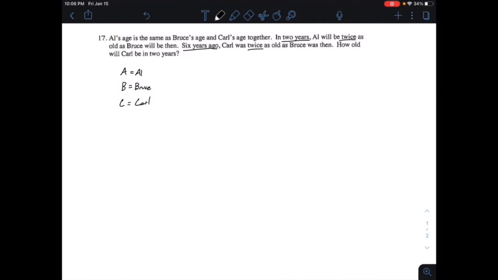Alright, our problem is: Al's age is the same as Bruce's age and Carl's age together. In 2 years, Al will be twice as old as Bruce will be then. 6 years ago, Carl was twice as old as Bruce was then. And how old will Carl be in 2 years? Alright, so we can get three equations from this.